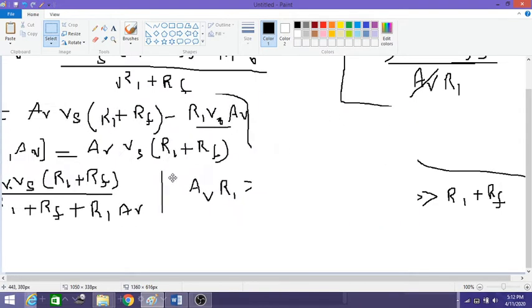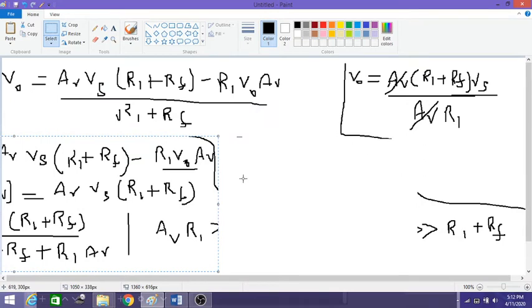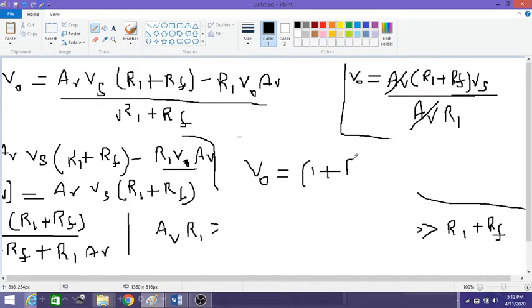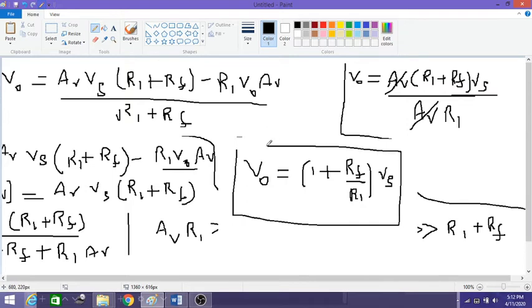So then finally, when I cancel this, I am left with V0 is equal to, if I divide this term, I can write this as 1 plus RF by R1 into Vs. So this is the final equation for a non-inverting amplifier. So this 1 plus RF by R1 defines the closed loop gain, that is AF. So this defines the closed loop gain for a non-inverting amplifier.